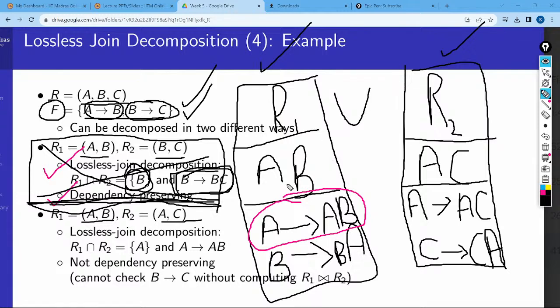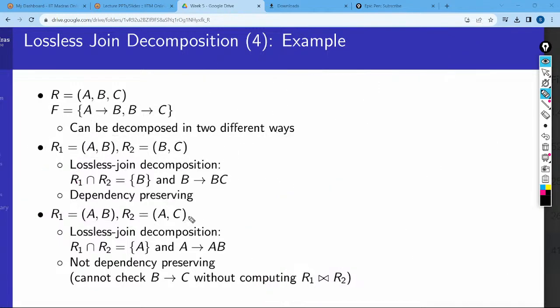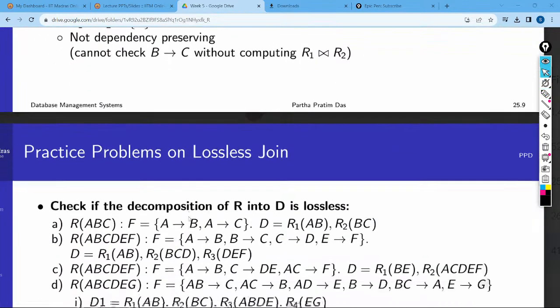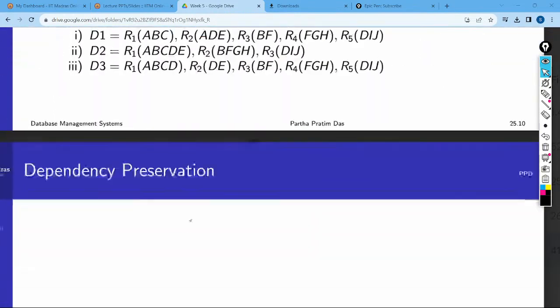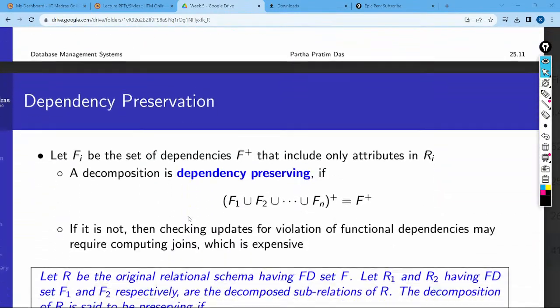This is separate, this one is separate, and this one is separate. Okay, so the functional dependencies that are common are the union of both. Until and unless you do the union of both, you won't be reaching. A here is different from A here. Okay, I think you understood. Let's move forward. These are some practice problems. Do practice them.